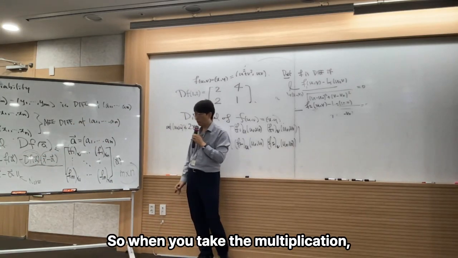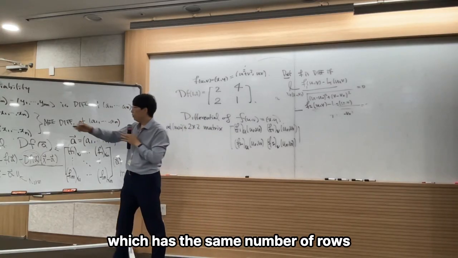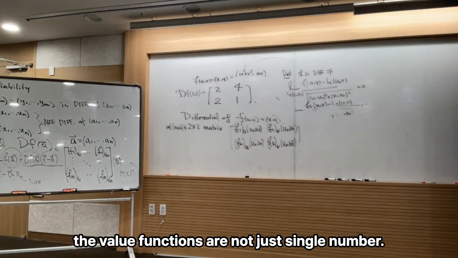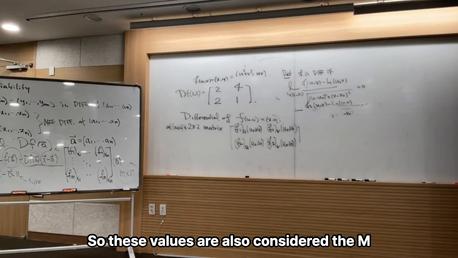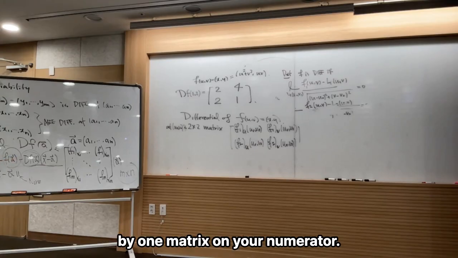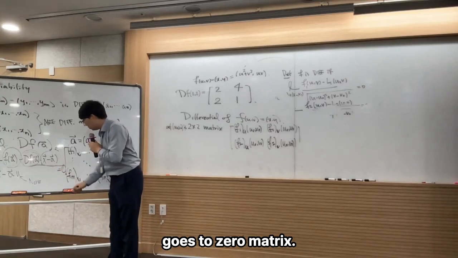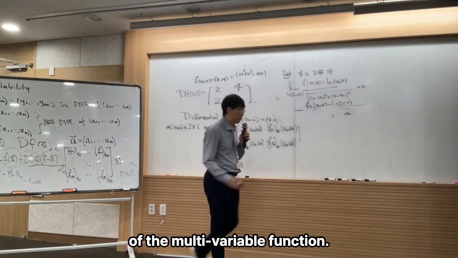So when you take the multiplication, you get an m by 1 matrix, which has the same number of rows as the number of output variables. So here, the values of the functions are not just a single number. It consists of m values. So these values are also considered an m by 1 matrix. So you see this addition or subtraction is about m by 1 matrices on the numerator. What we want is this whole thing goes to the 0 matrix. Every entry goes to 0. That's the definition of differentiability of a multivariable function.